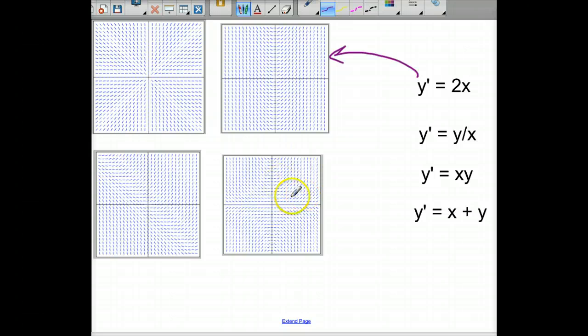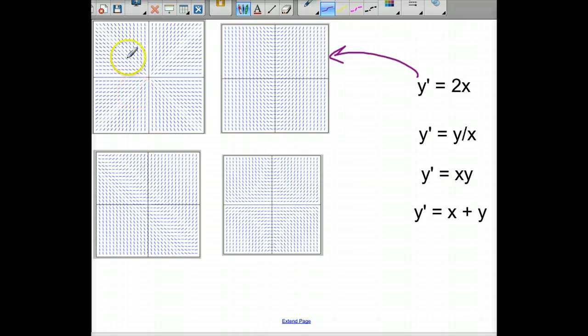All over. This one does. This one does. This one does. Okay, so they all are positive in the first quadrant. How about the second quadrant, where x is negative and y is positive? We should have negative slopes. Are all these negative? Yep. Are all these negative? Nope, here's some positive ones. So we know this can't be the third differential equation, x times y.